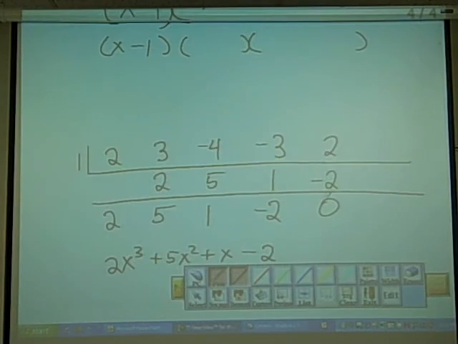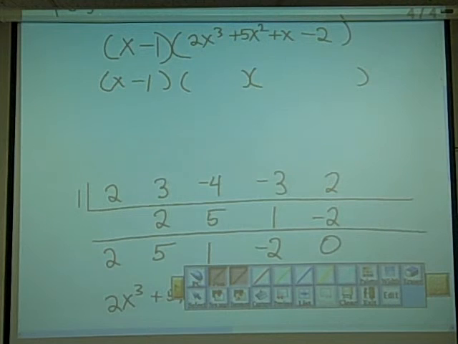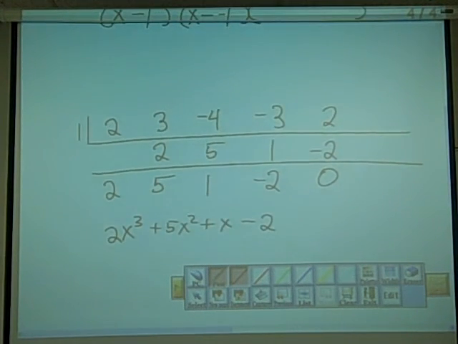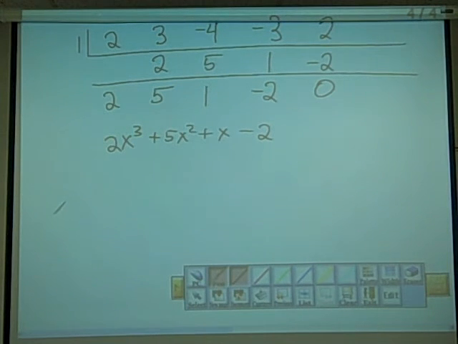So we'll say x minus a negative 1, right? And so we're going to use negative 1 as our divisor, and we're going to use the quotient from the last division operation as our dividend. So we're going to put 2, 5, 1, and a negative 2.